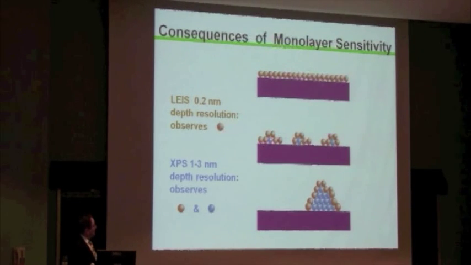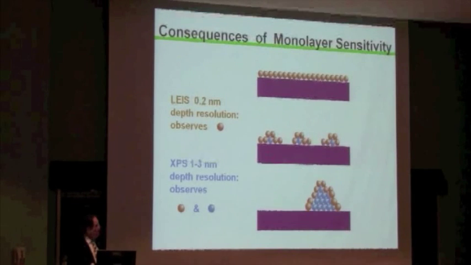Other examples are like here. If you have two components on the surface of a substrate, and this gold colored component covers all the blue atoms, in ISS you will not see the blue atoms because you're bouncing off only the top layer. In XPS you'll see both. There's another situation where with ion scattering you'll only see the outer surface, but not the inner surface. Again, in XPS, you'll see both, and you have no idea which is on the outer surface. So that's the advantage of doing ion scattering.